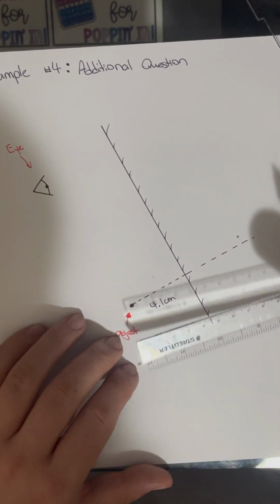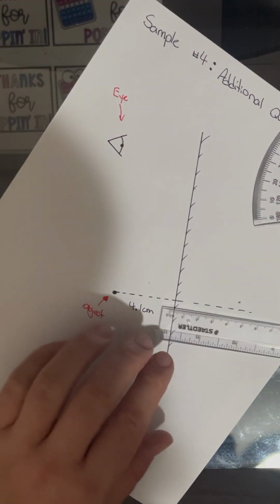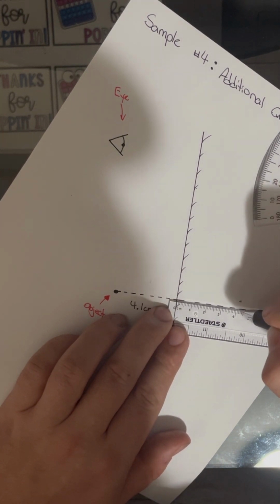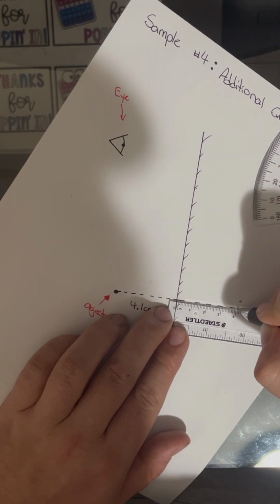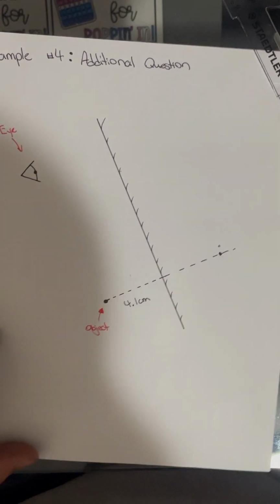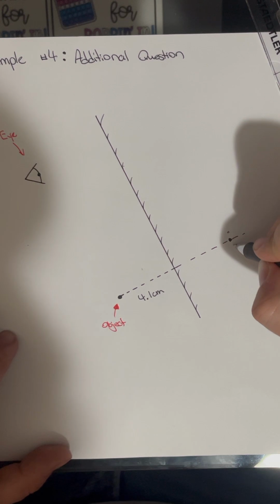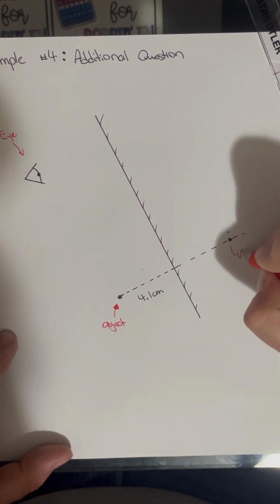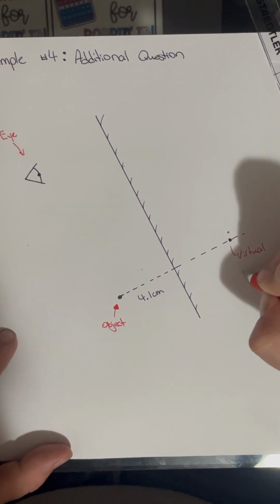So with that being said, I am going to go onto the opposite side of the page. I'm going to measure 4.1 centimeters back off of that page, and I'm going to see that my virtual object is located right here. So that there is, again, my virtual object.